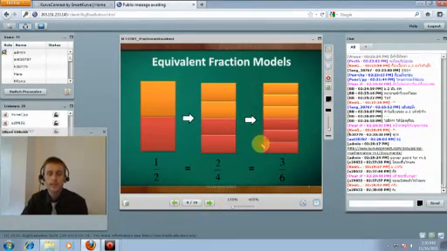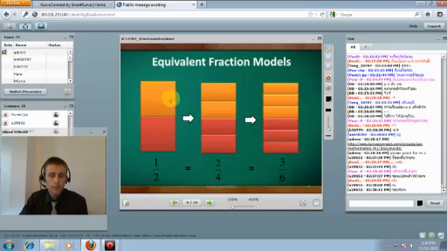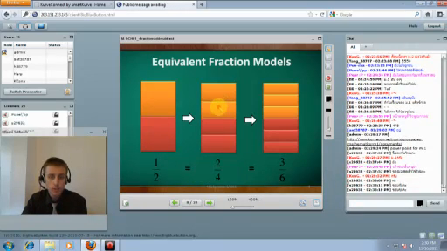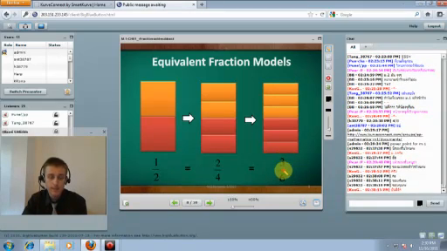Here's another way for us to see this. If we're looking at the orange pieces, we have 1 out of 2 pieces equals 2 out of 4 pieces equals 3 out of 6 pieces. They're equivalent fractions. They mean the same thing. They are the exact same picture, just divided differently.